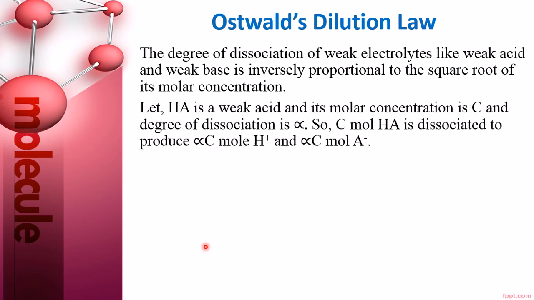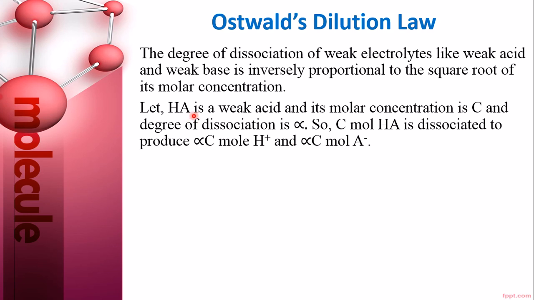Now, the derivation of the law. Let HA be a weak acid. Look, here any acid HA, it is a weak acid, and it is a monoprotic acid. That means after dissociation, it will give equal amount of cation and anion, like acetic acid. Acetic acid is also a monoprotic acid, and its molar concentration is C and degree of dissociation is alpha.